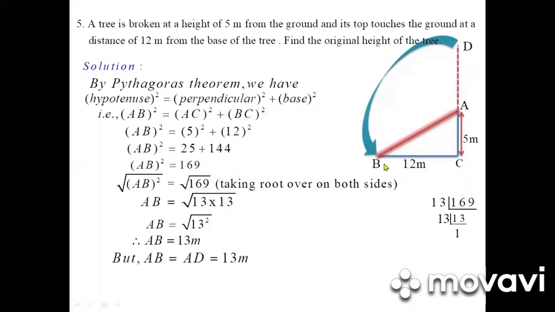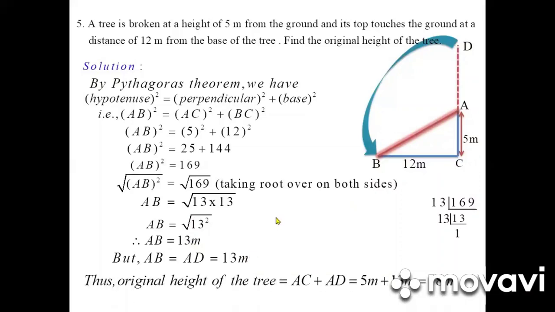But AB is equal to AD, the broken part of the tree, which is 13 meter. Thus, the original height of the tree can be found out by adding AC and AD. AC is 5 meter and AD is 13 meter. 5 meter plus 13 meter is equal to 18 meter. So the original height of the tree is 18 meter.